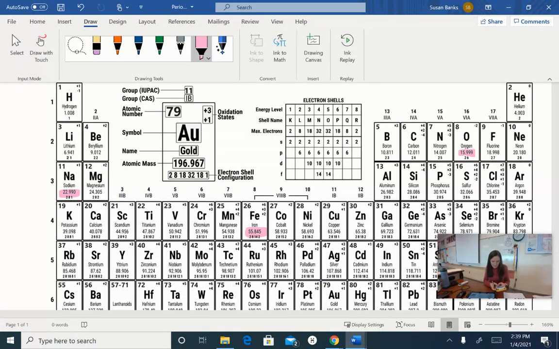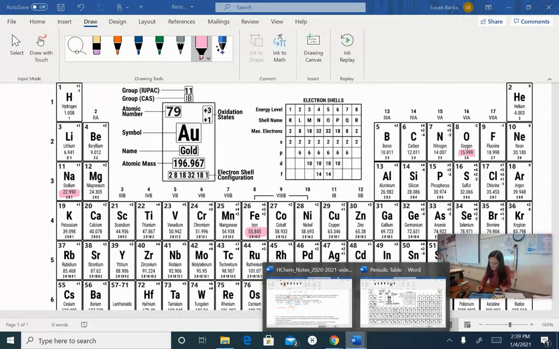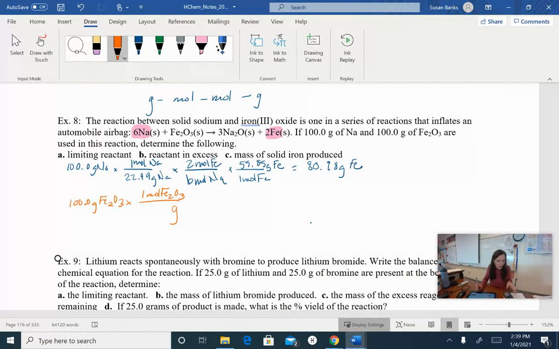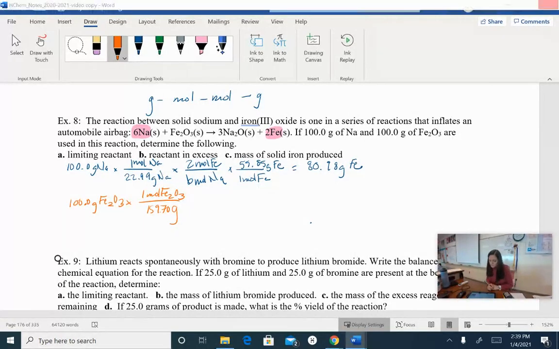So 2 times 55.85 for the irons plus 3 times 16 for the oxygens. That gives us a molar mass of 159.70 grams per mole. Okay, so I've done my first step.